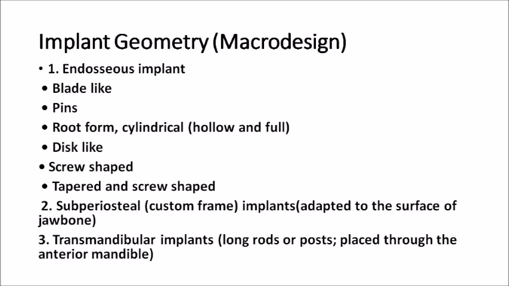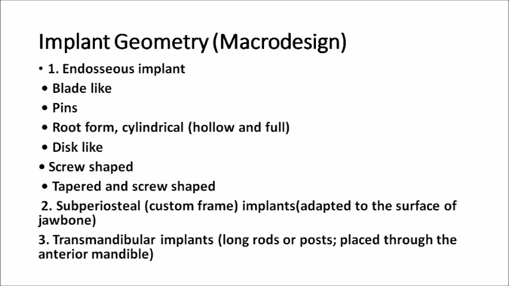You all would have noticed the implants placed nowadays. You would have assisted or at least seen that they are mostly root form cylindrical implants. They can be disc shaped, screw shaped, or tapered and screw shaped. So all these are endosseous implants. The second geometry is subperiosteal. Subperiosteal means it is placed just beneath the periosteum, adapted on the surface of the jaw bone. The third one is called transmandibular implants. In this case we have long rods or posts placed through the anterior mandible. It uses the subperiosteal and the endosteal components and it pierces both the cortical plates. That is how transmandibular implants are.